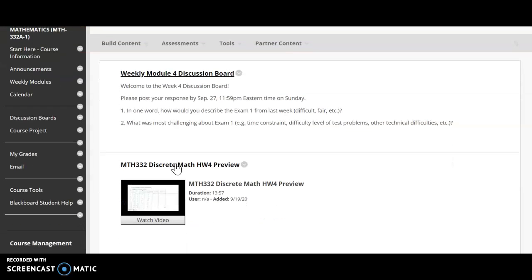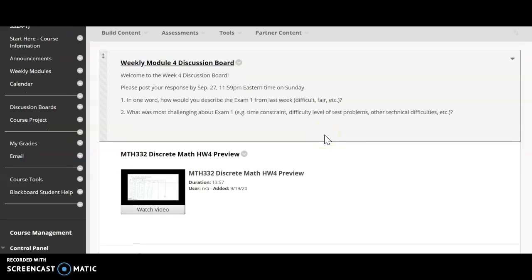Second question is, what was most challenging about exam 1? Talk about anything that you had a challenge with so I can hopefully get feedback on that and improve on the system for your second exam.